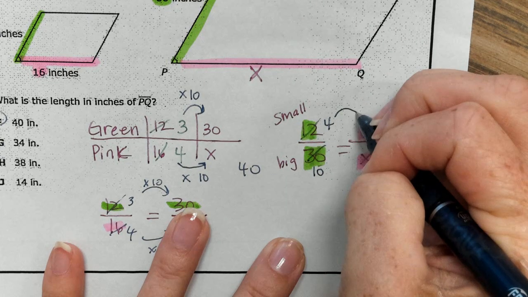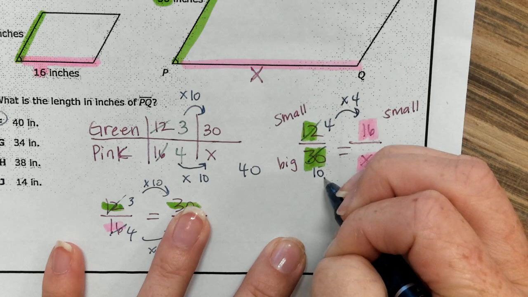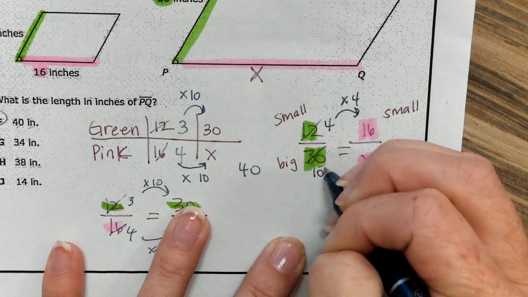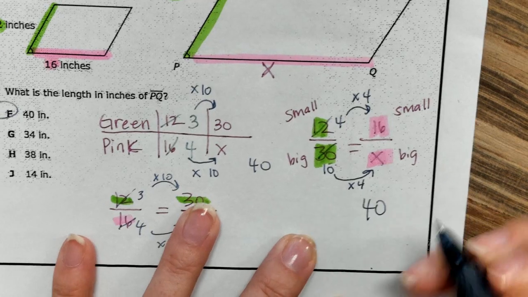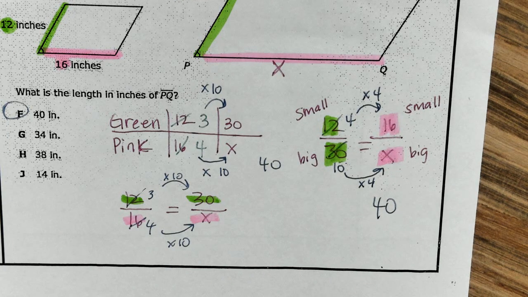How would I get from 4 to 16? How would I get from 10 to x? What is 10 times 4? Do I get the same answer no matter how I set it up? Why? Because if you set up your proportions correctly, you'll always get the same answer. Make sense? Yes or no?